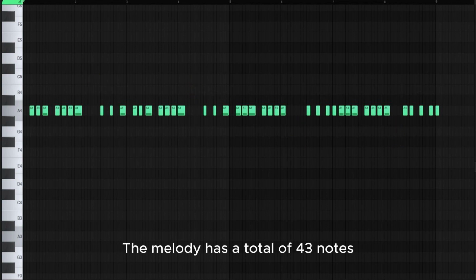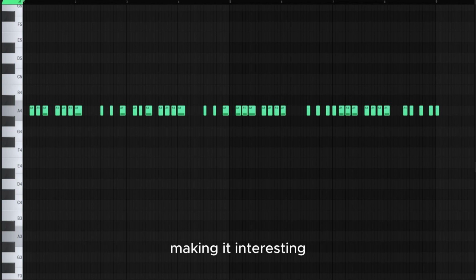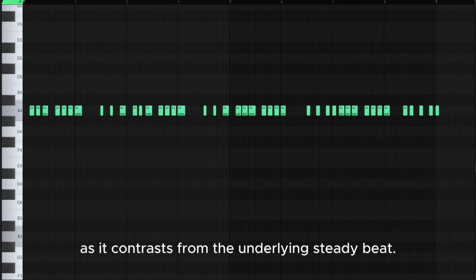The melody has a total of 43 notes, making it an active melody, with a higher proportion of those notes being offbeat, making it interesting, as it contrasts from the underlying steady beat.